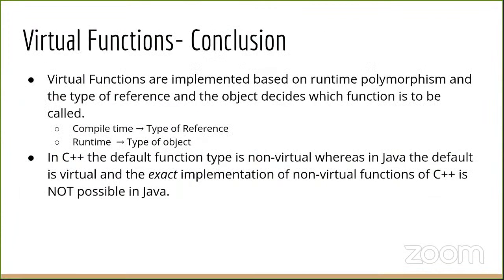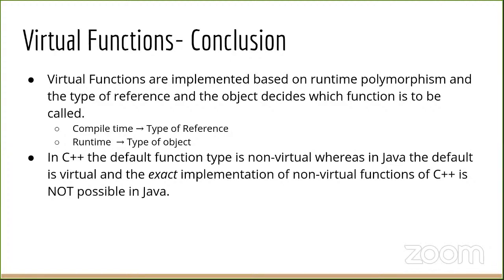So to conclude on virtual functions, I would like to say that the key points to remember are that virtual functions are implemented based on runtime polymorphism, and the type of reference and object decides which function is to be called. That is, during the early binding or compile time binding, the type of the reference matters, and during the late binding or the runtime binding, the type of the object matters.